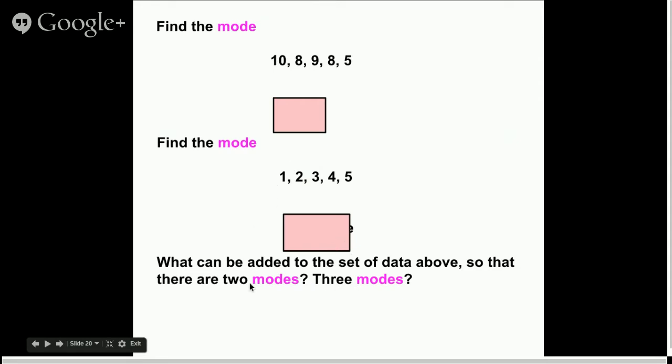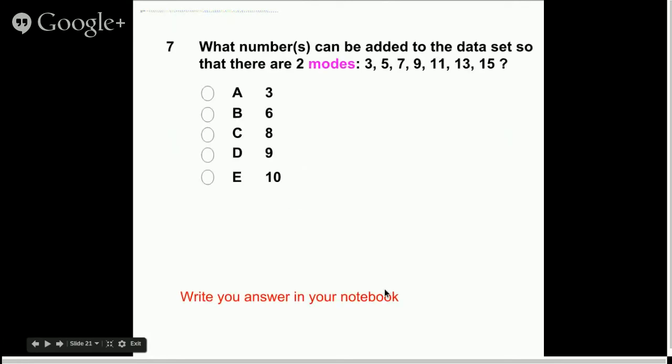If you want 2 modes, then you'd have to add like another 1 and another 2. That would make 2 modes. If you added a 1, a 2, and a 3, then you'd have 3 modes, 1, 2, and 3. All right.